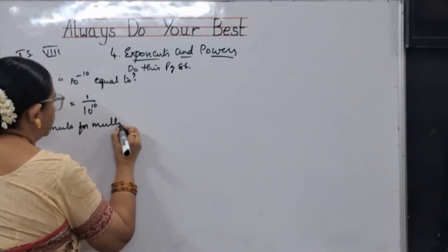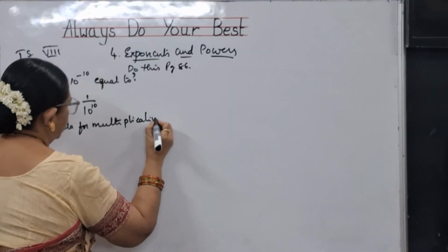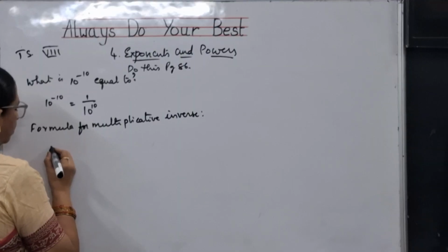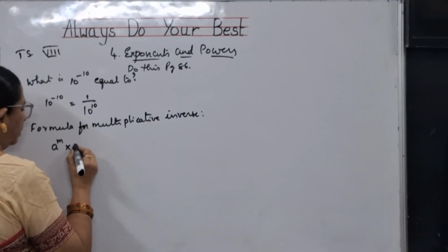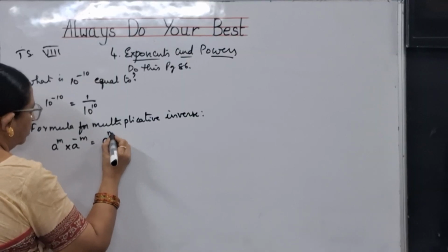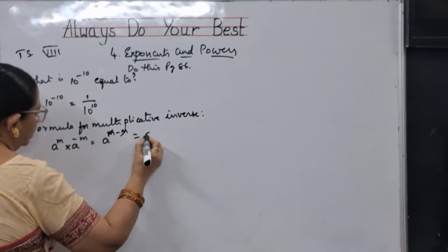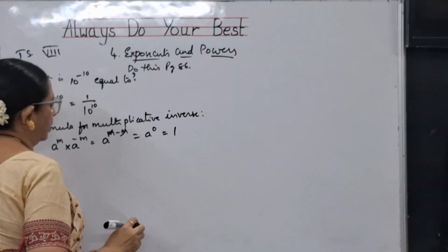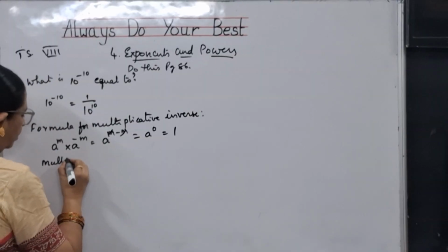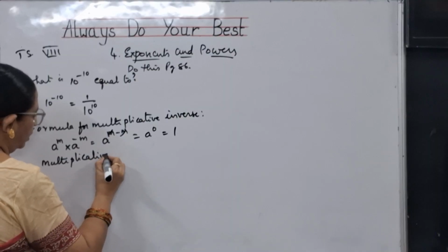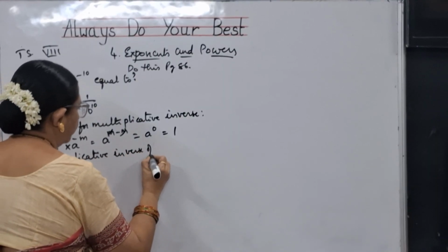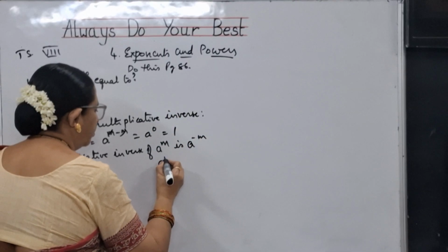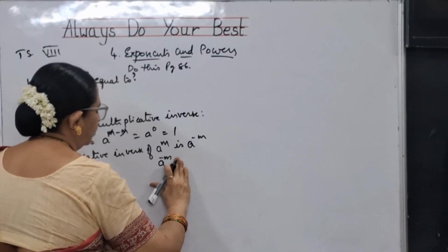Formula for multiplicative inverse. So we have got a to the power of m into a to the power of minus m is equal to a to the power of m minus m. These two will get cancelled. A to the power of 0. A to the power of 0 is 1. Any number to the power of 0 is 1. So the multiplicative inverse of a to the power of m is a to the power of minus m, and a to the power of minus m is a to the power of m.